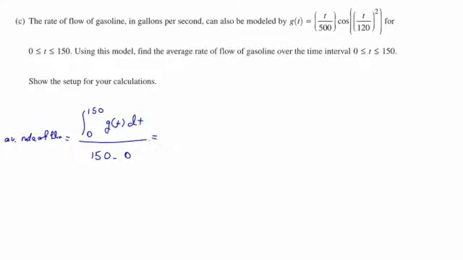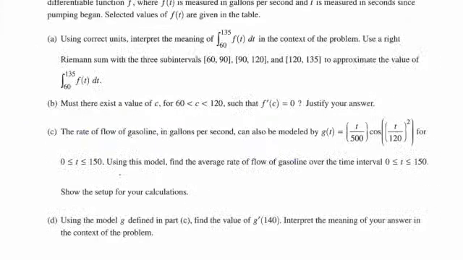And if we use a calculator, it will be equal to 0.095997, and the unit is gallons per second squared. Okay, and here we calculated this.